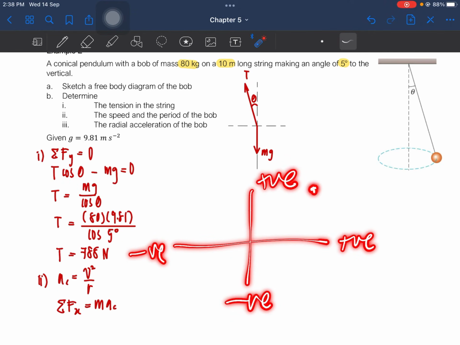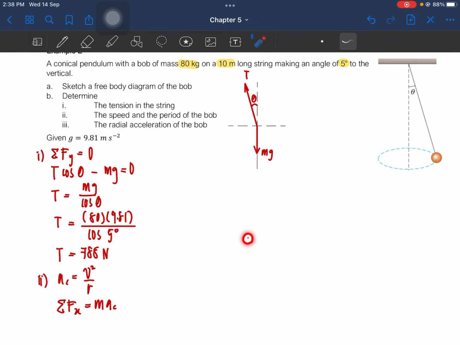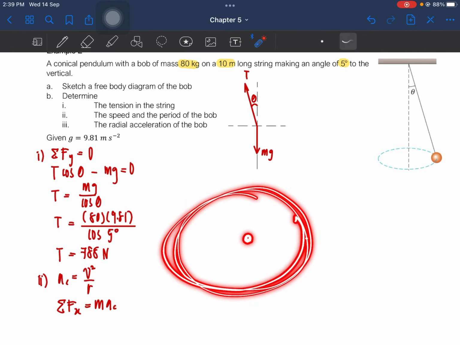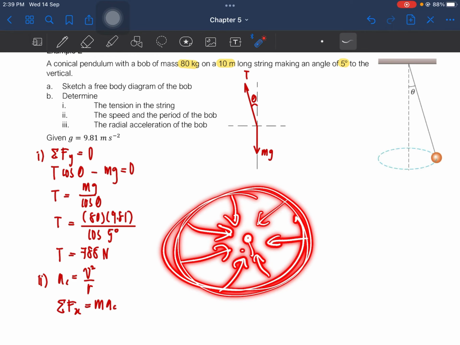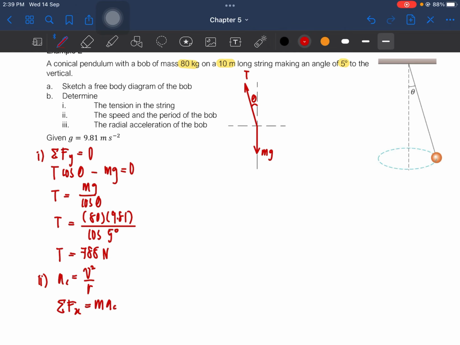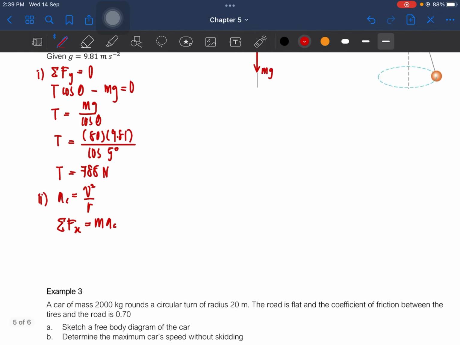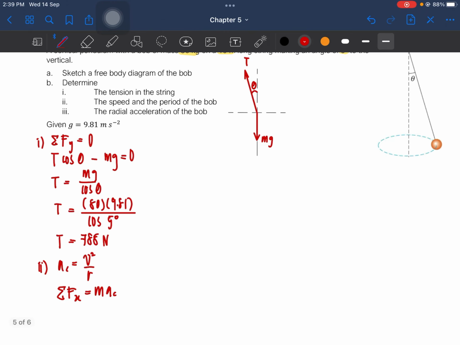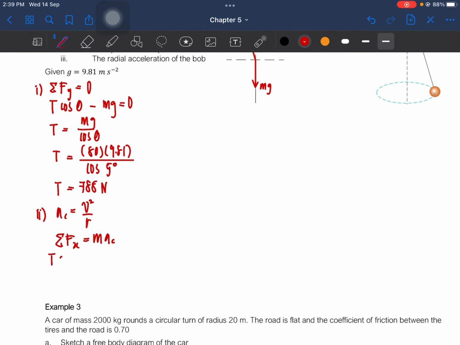Tapi sekarang ni, untuk UCM, which is uniform circular motion, kita akan tengok anything that is pointing towards the center of a circle. Mana-mana pun dia berada, kalau dia pointing towards the center of the circle, dia akan jadi positif. So, itu sign convention untuk uniform circular motion. Dari situ kita boleh decide, so dia jadi positif T sin theta. T sin theta equal to m v square over r lah.